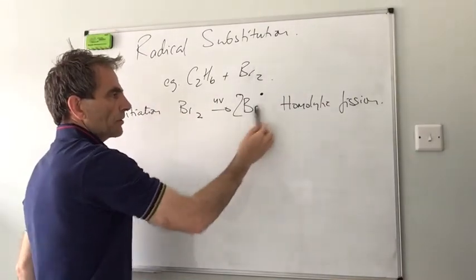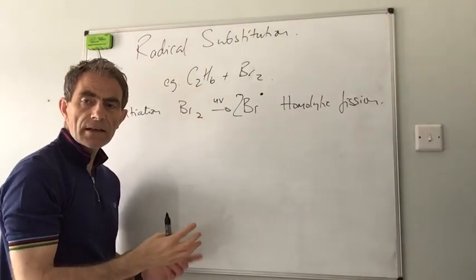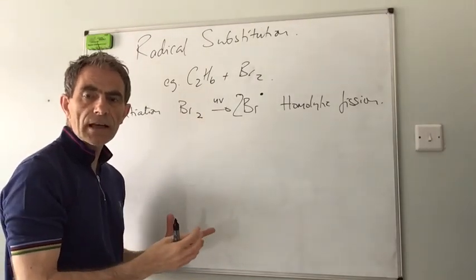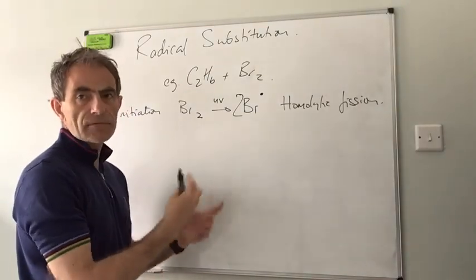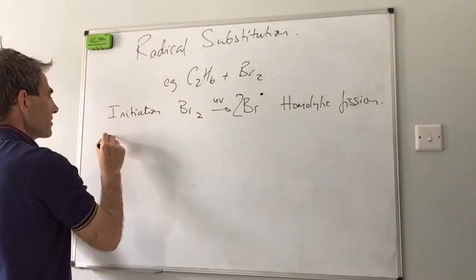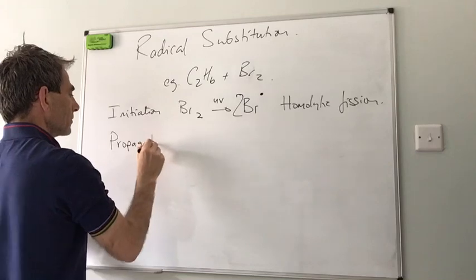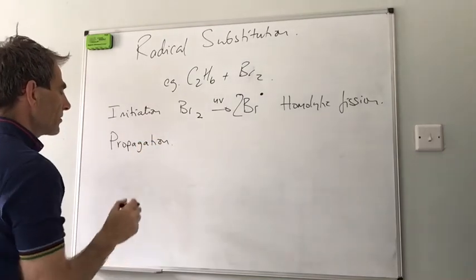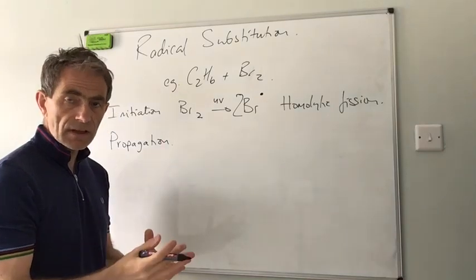So these free radicals or radicals are very, very reactive. They've got an unpaired electron, so they desperately want to pair their electron up with something. And so that's how this reaction gets to go. So the second step is known as propagation. And basically these are a pair of steps, so there's always two of these steps.